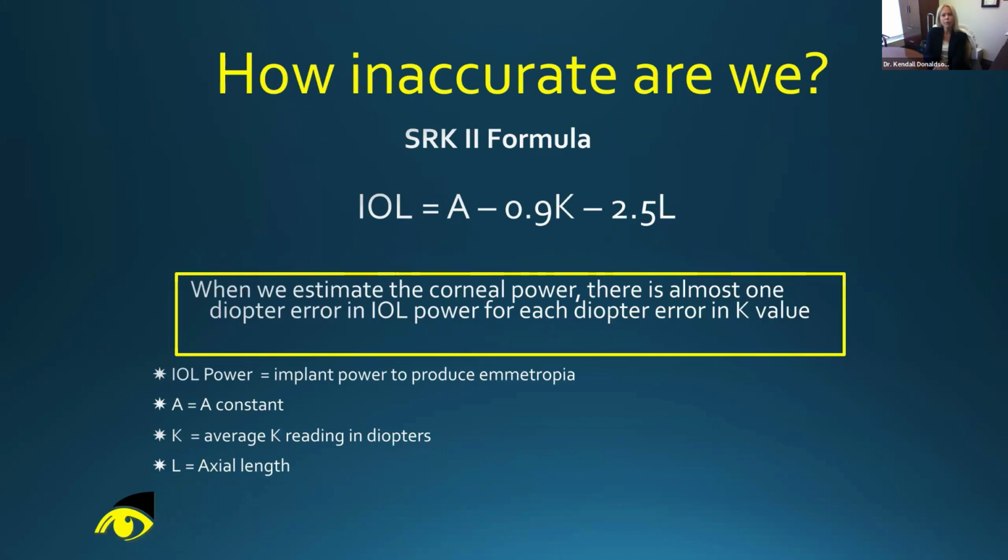So how inaccurate are we? If we look at the most common formula, which is the SRK formula, you can see the variables in this formula. And these are the things that can actually go wrong. Whether it's the Ks or the keratometry readings, the axial length, if we have an error in one of these variables, then that can really throw off our final IOL calculation for the patient. When we estimate corneal power, a 1 diopter error in IOL power can occur for each diopter error in a K value. So we really want to be accurate with all of these measurements preoperatively to get our very best IOL calculations.